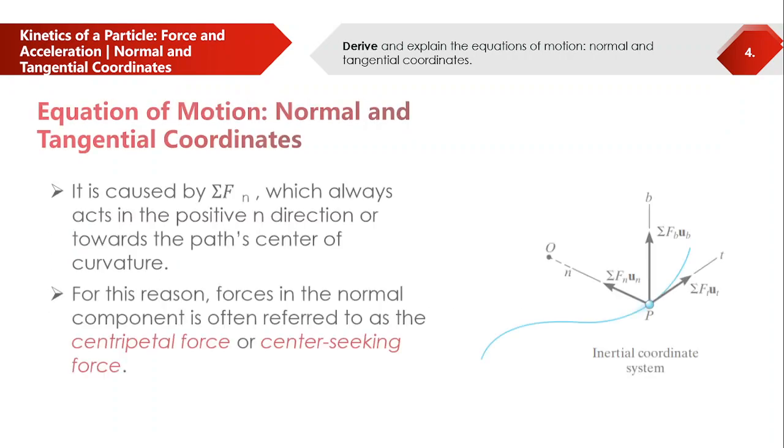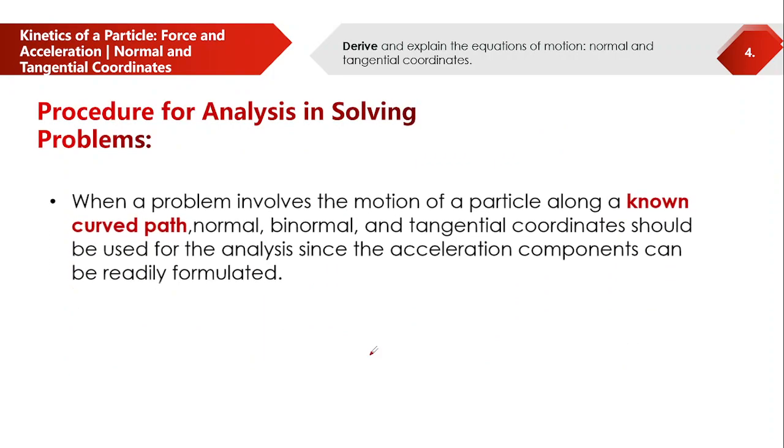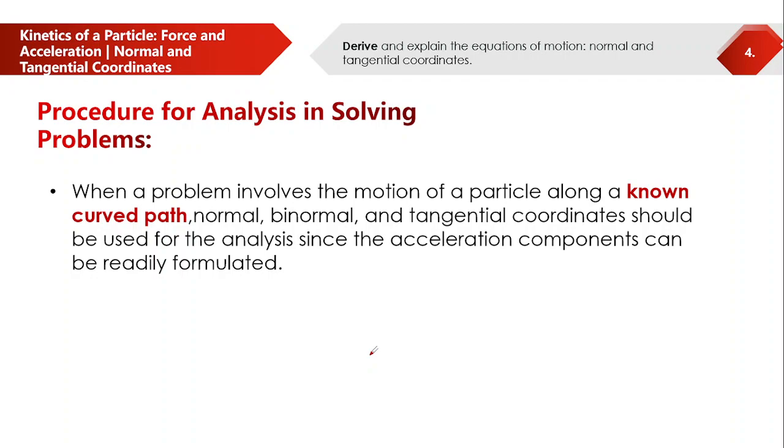So another procedure for analysis in normal and tangential components for solving this kind of problem: when a problem involves the motion of a particle along a known curved path, normal and tangential components should be used for analysis, since the acceleration components can be readily formulated. Again, we use the normal and tangential coordinates in solving the kinetics of the particle. Of course, we can use them only if the motion of our particle is along a curved path.